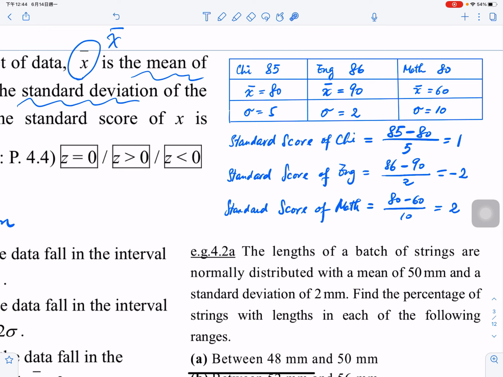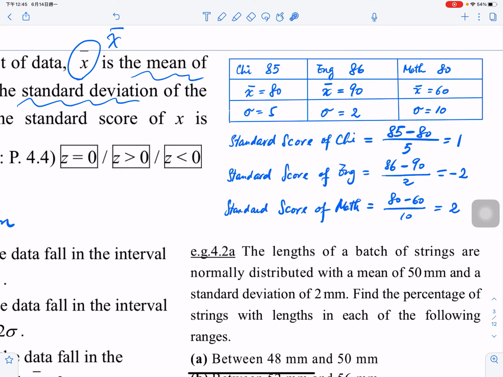Okay, and Chinese and mathematics: Chinese is 85 marks and mathematics is 80. However, the mean of Chinese is 80 and the mean of mathematics is 60. So you see the standard score of Chinese is 1, and the standard score of mathematics is 2. Comparing these, that means mathematics is the best. This time Chinese is second, and English this time is the last.